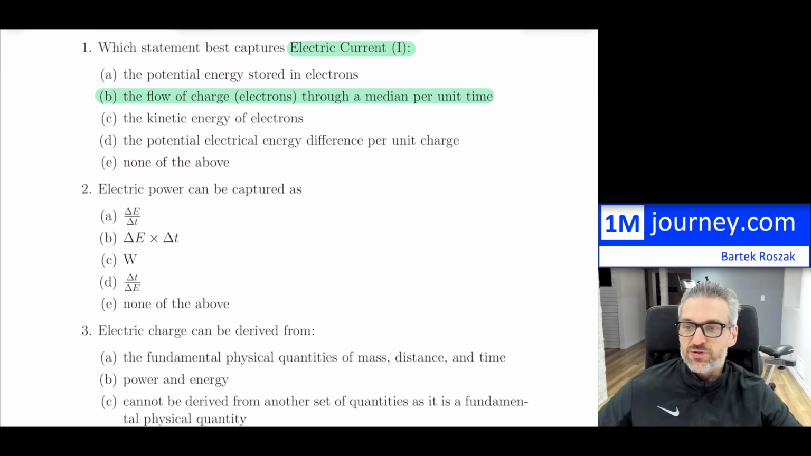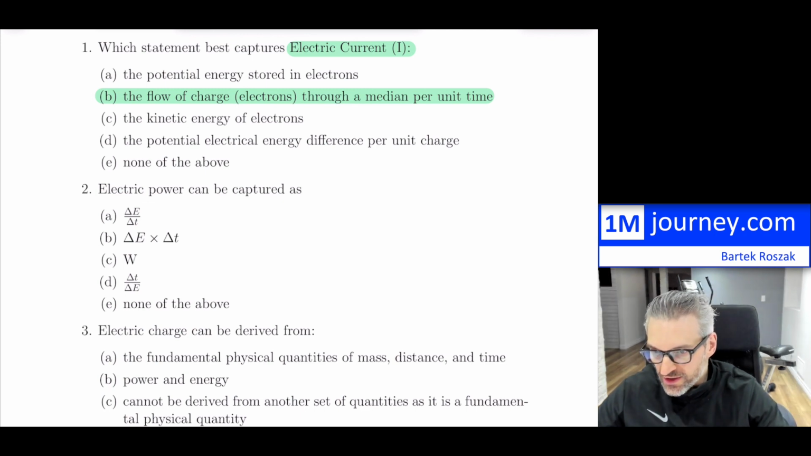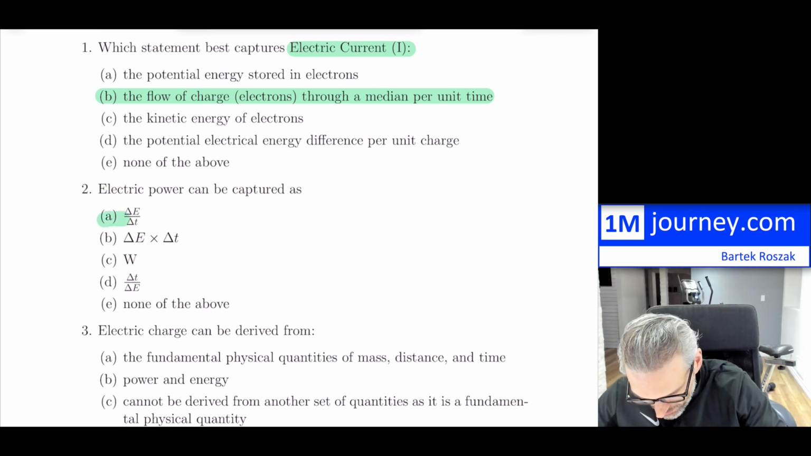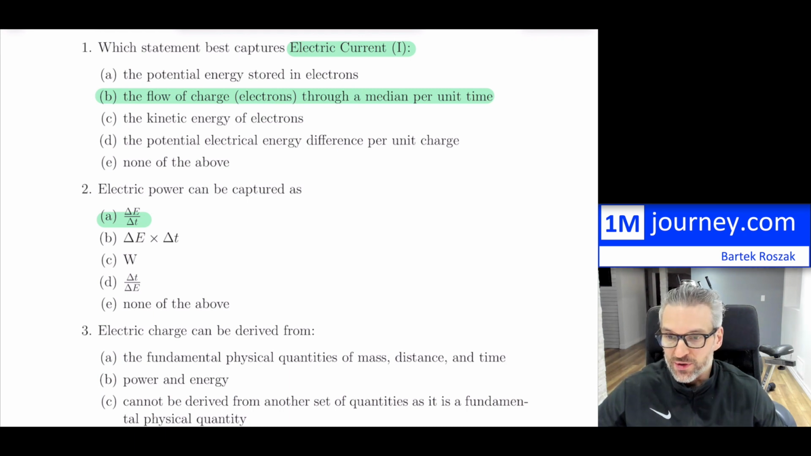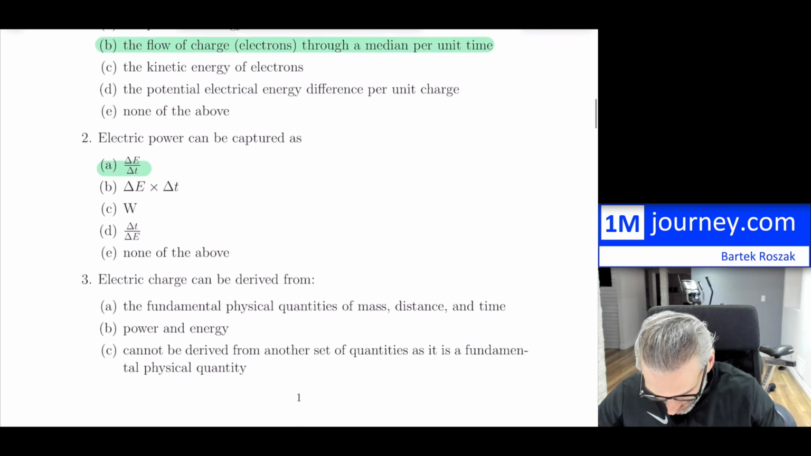Now question number 2. The electric power can be captured as well. Power in general is just a transfer of energy, or the amount of work that you do per unit of time. So from the options, it's not B. Well, C is just a unit. So it is going to be A, the amount of transferring of energy that you have per unit of time. That's the best formula that captures this.